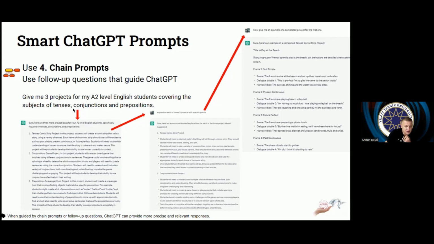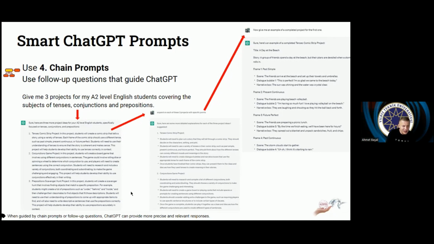This is my first prompt. Give me 3 projects for my A2 level English students covering the subjects of tenses, conjunctions, and prepositions. I am feeding ChatGPT again with information. The first answer, 3 projects: tenses comic strip project, conjunctions game project, and prepositions scavenger hunt project.